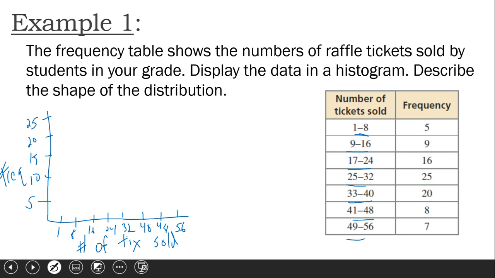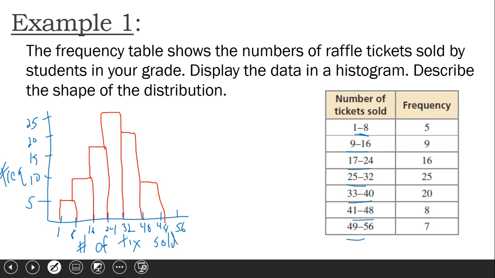A histogram is really similar to a bar graph, except your bars touch. So our first bar goes to 5. This one goes to 9. This one goes to 16, then 25, 20, 8, and 7.